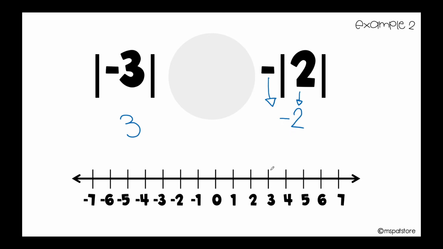So let's see. I am actually comparing positive 3, which, remember, absolute value of negative 3 is right here, which is positive 3. And I'm comparing negative 2, which is the opposite of the absolute value of positive 2. As you can see, positive 3, or the absolute value of negative 3, is greater. Yes, it is greater. So my sign will be facing towards the greater number, the biggest number, okay?